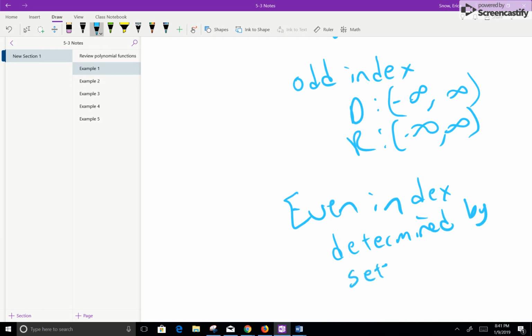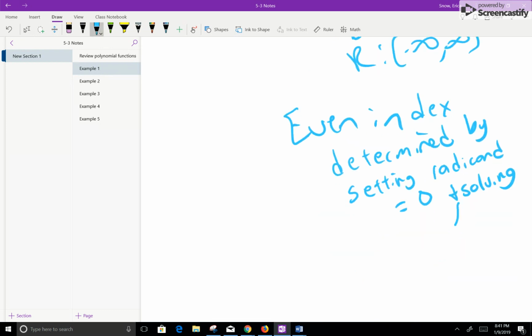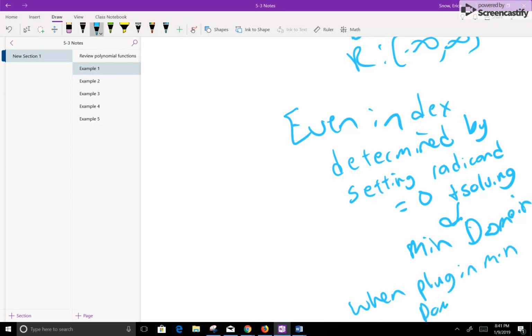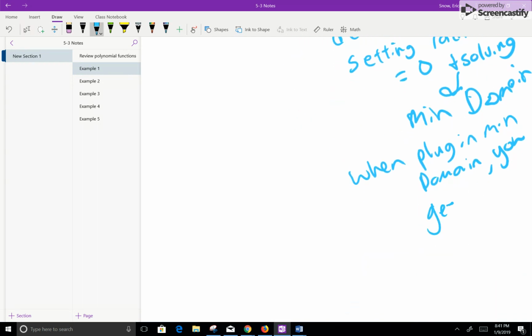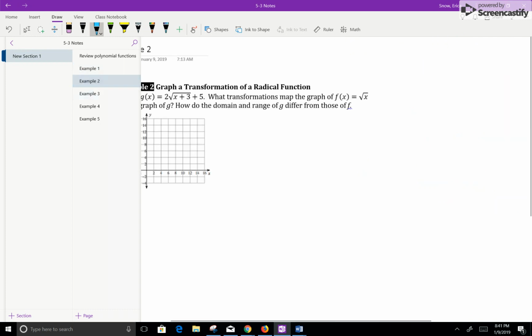So you're going to determine that by setting the radicand equal to 0 and solving. This gives you your min for your domain. And then when you plug in the min for the domain, you get the min for the range. So now let's talk about example 2.